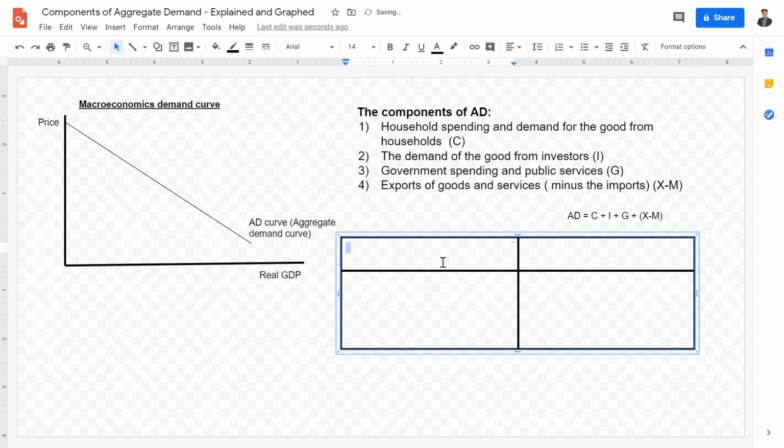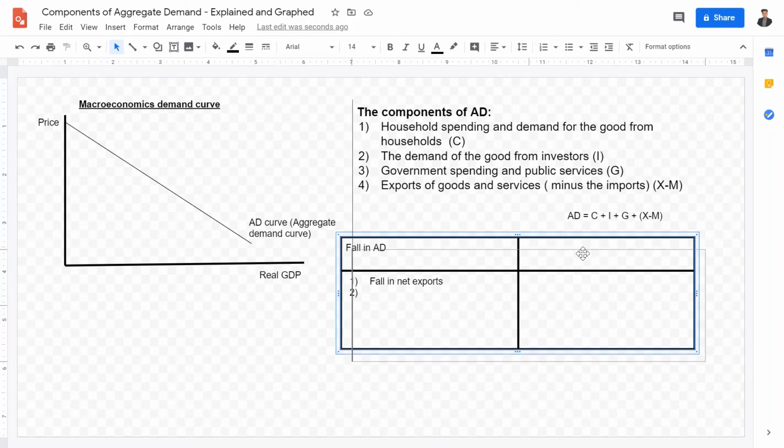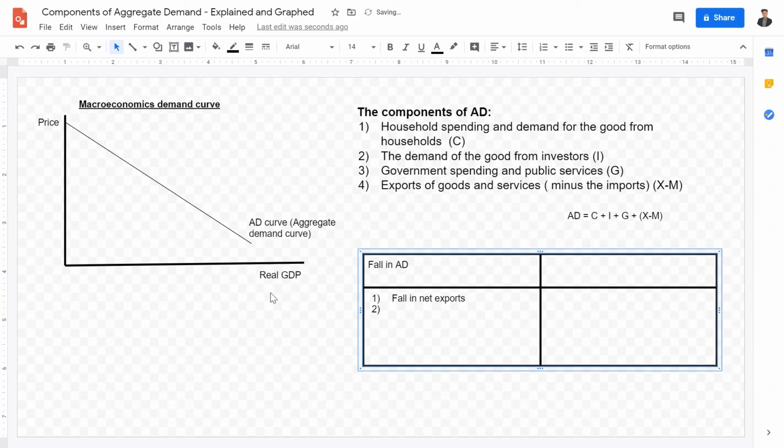A fall in AD could be caused by a fall in net exports. Perhaps other countries may be setting embargoes, tariffs, or protectionary measures to stop the import of goods. So the exporting country will suffer because they are unable to export the goods to other countries, and that is a real life situation of how aggregate demand for a good may fall, leading real GDP to decrease in some cases.